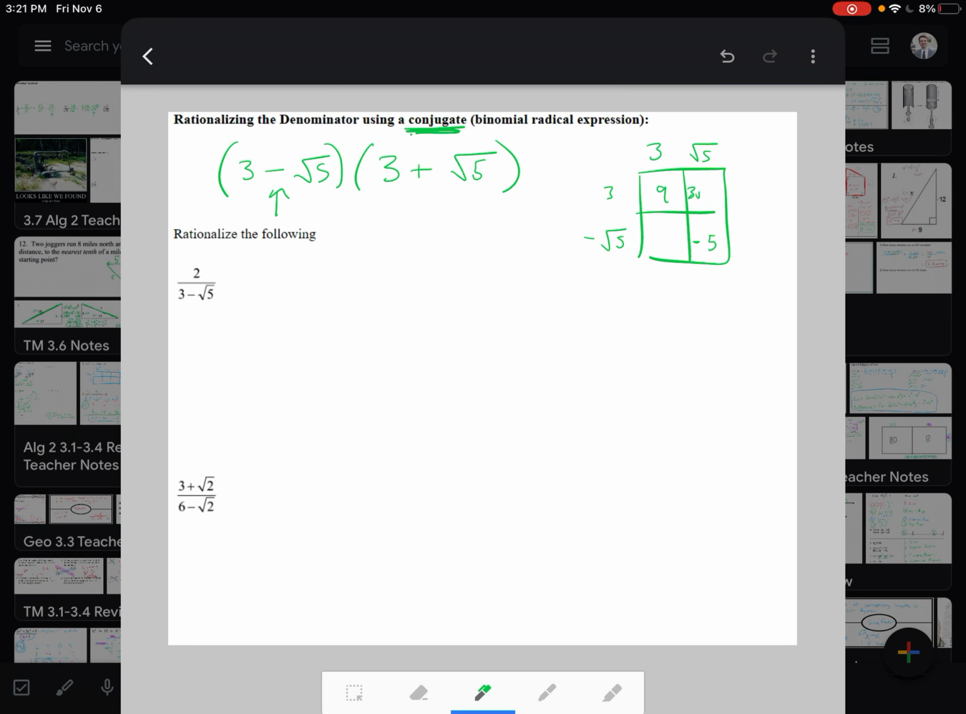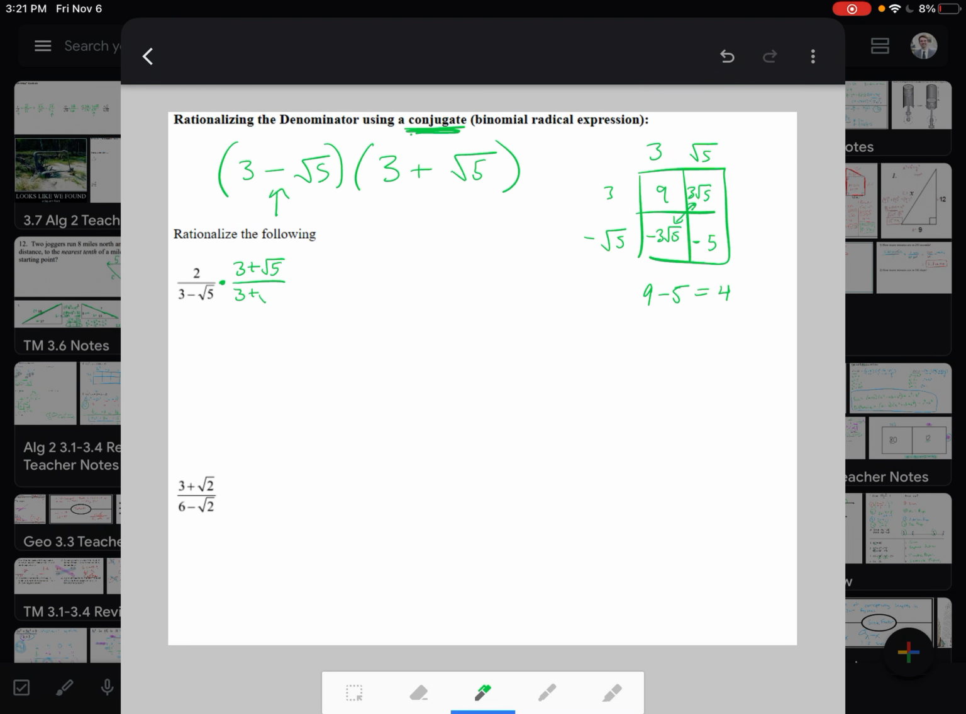Because, again, if we multiply both of those, we get the root of 25. And we simplify that out, it just gets us 5. Here, we would get 3 times the root of 5. Here we would get negative 3 times the root of 5. So our diagonal is 3 minus 3, or just 0. So we end up with 9 minus 5, or just 4, as our answer there. And we've rationalized our denominator.